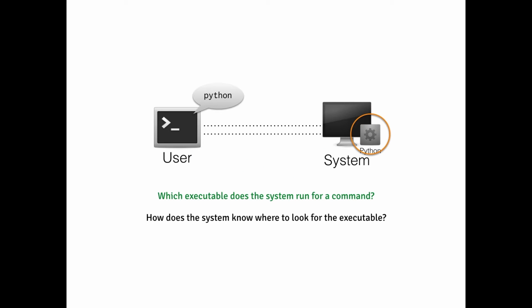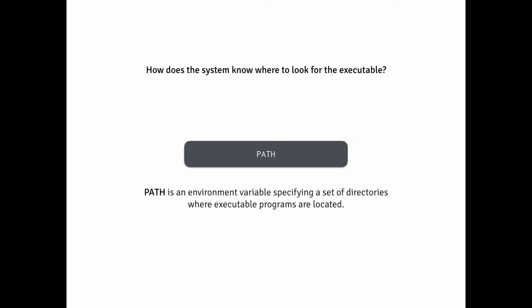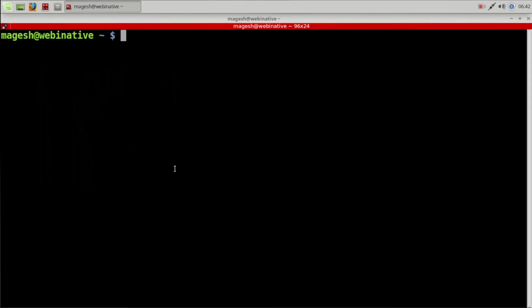Now that we have figured out which executable is run for a command, the next question is, how does the system know where to look for the executable? This is where path comes in. Path is an environment variable specifying a set of directories where executable programs are located.